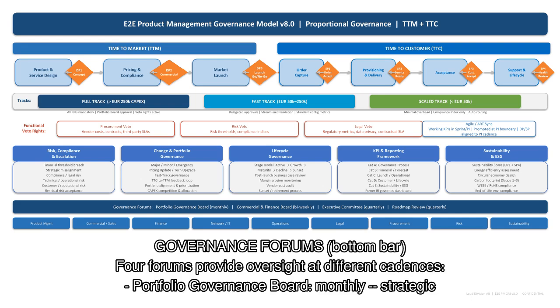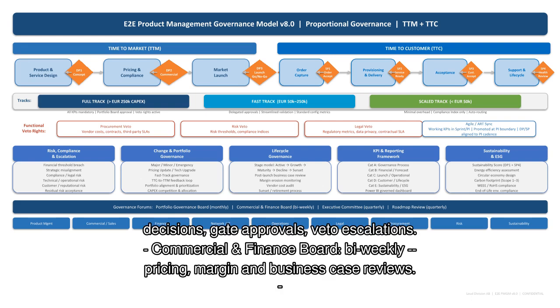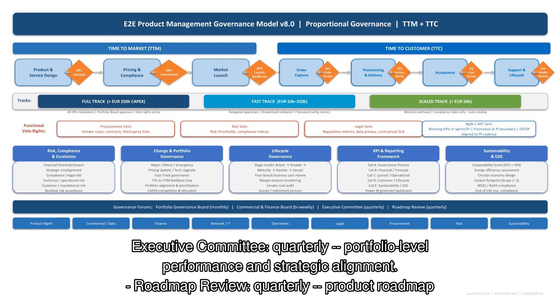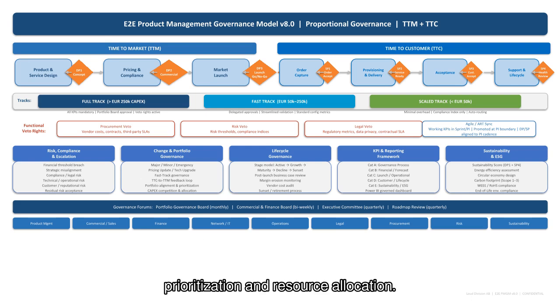Governance forums, bottom bar: 4 forums provide oversight at different cadences. Portfolio Governance Board, monthly: strategic decisions, gate approvals, veto escalations. Commercial and Finance Board, biweekly: pricing, margin, and business case reviews. Executive Committee, quarterly: portfolio level performance and strategic alignment. Roadmap review, quarterly: product roadmap prioritization and resource allocation.